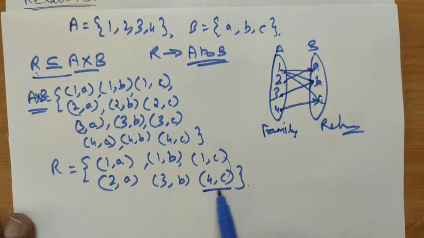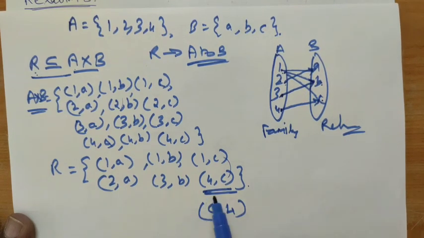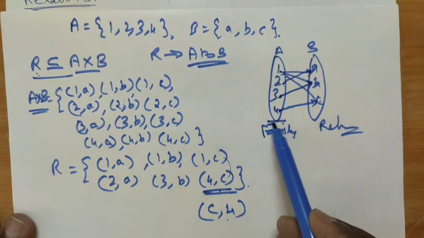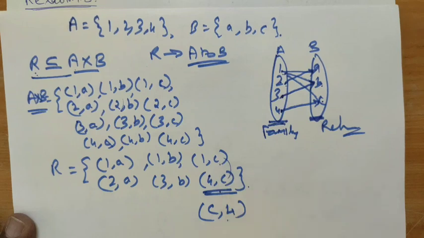Suppose in case here instead of 4 comma C, C comma 4 is given. Instead of 4 comma C, if C comma 4 is given, now can we say this is a relation? No, exactly, it is not a relation. Why? We know that in an ordered pair, the first set element must be in the first place and the second set element should be in the second place. Then only we can say it is a Cartesian product and then it is a relation. Here the first set and second set are interchanged. So surely it is not a relation.